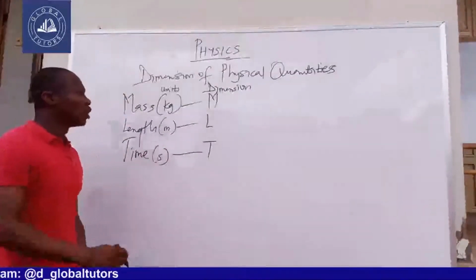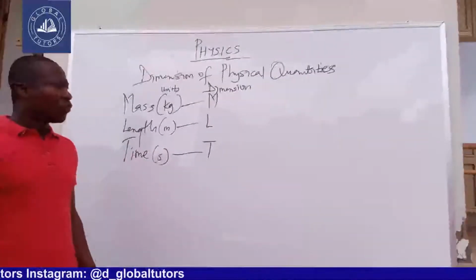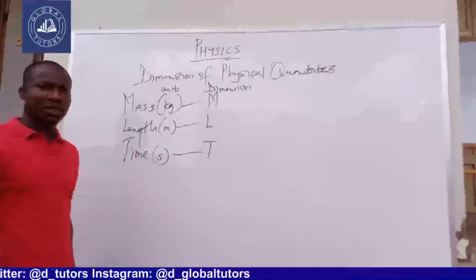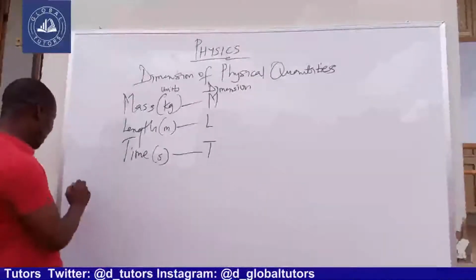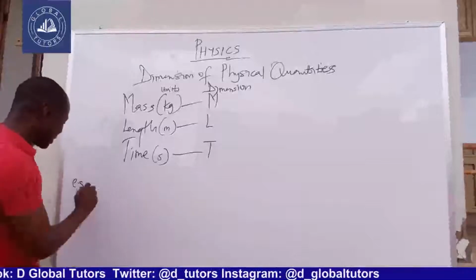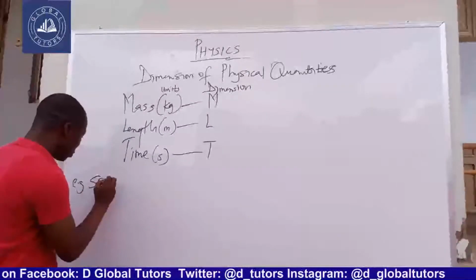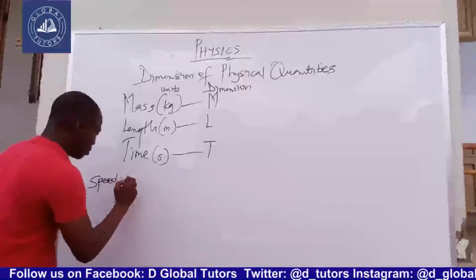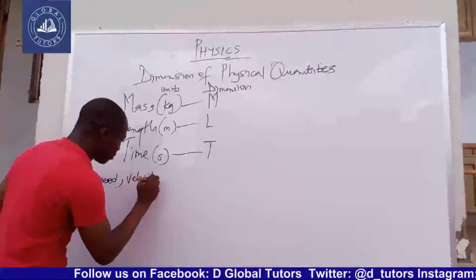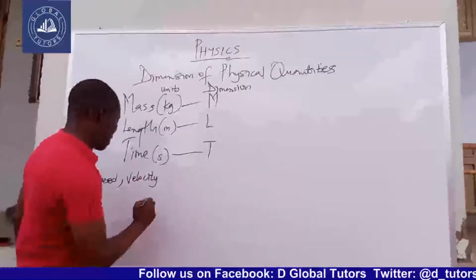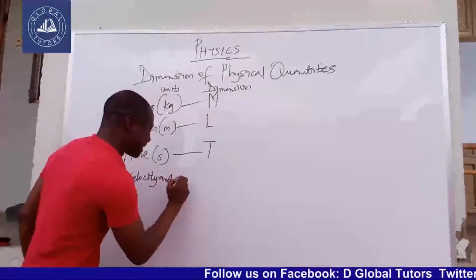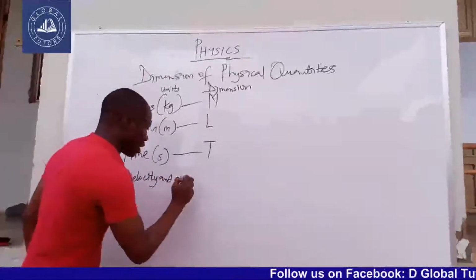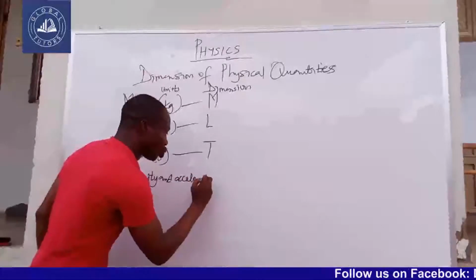This is dimension. Now let's take, for example, we want to get the dimension of speed, velocity, and acceleration.